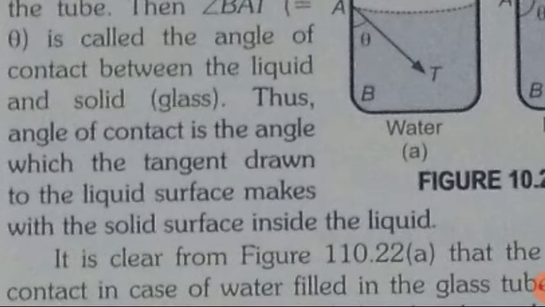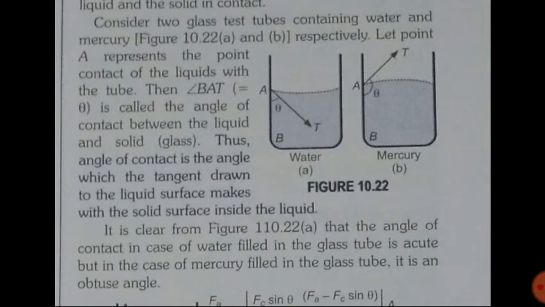Two general mistakes which students commit: either they make the angle between the surface and the solid surface outside the liquid, or they take the wrong pair of lines. Both are wrong. This is the angle of contact between the tangent drawn from the surface and the solid surface inside the liquid. So I hope angle of contact is clear to you now.